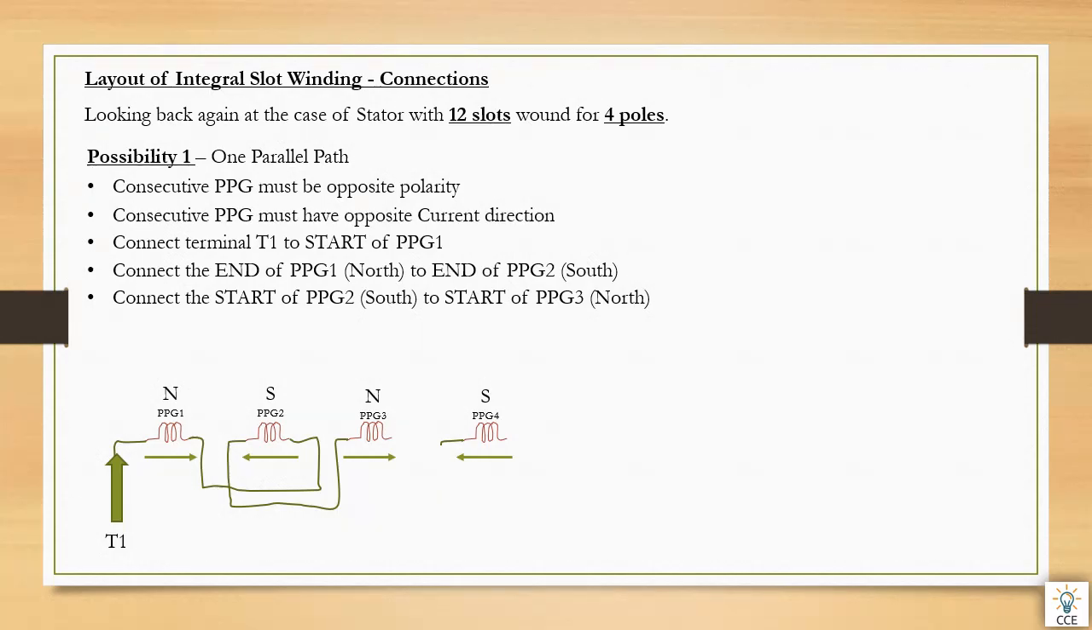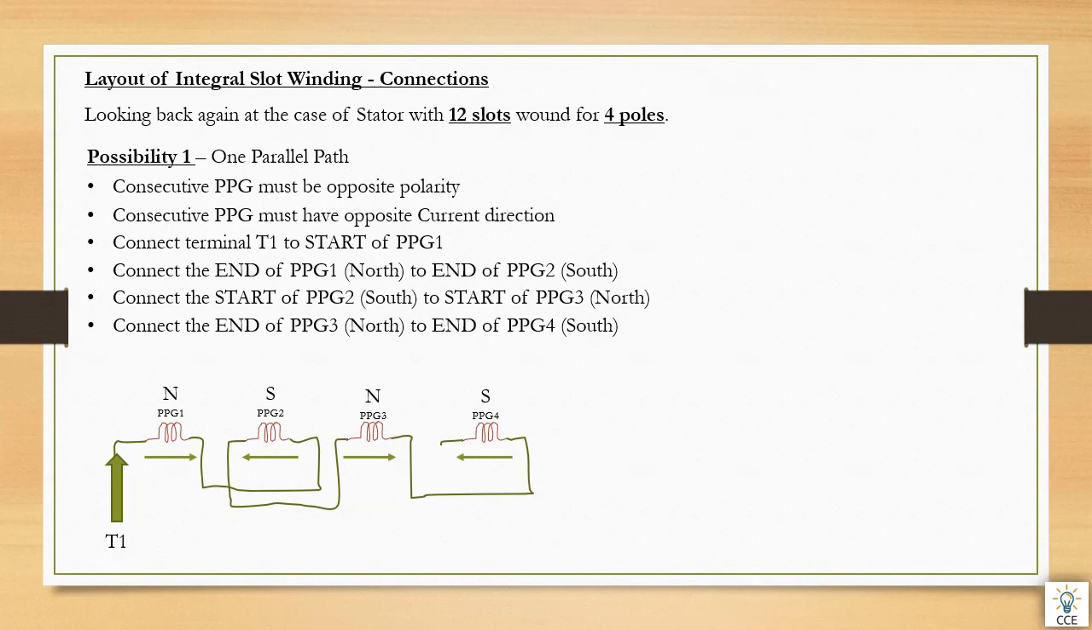Then again I connect the start of the pole phase group 2 with the start of the pole phase group 3. Again, due to the same reasons, I need to make the current flow in the directions that are shown by these arrows. Hence, I need to connect the start of the pole phase group 2 to the start of pole phase group 3.